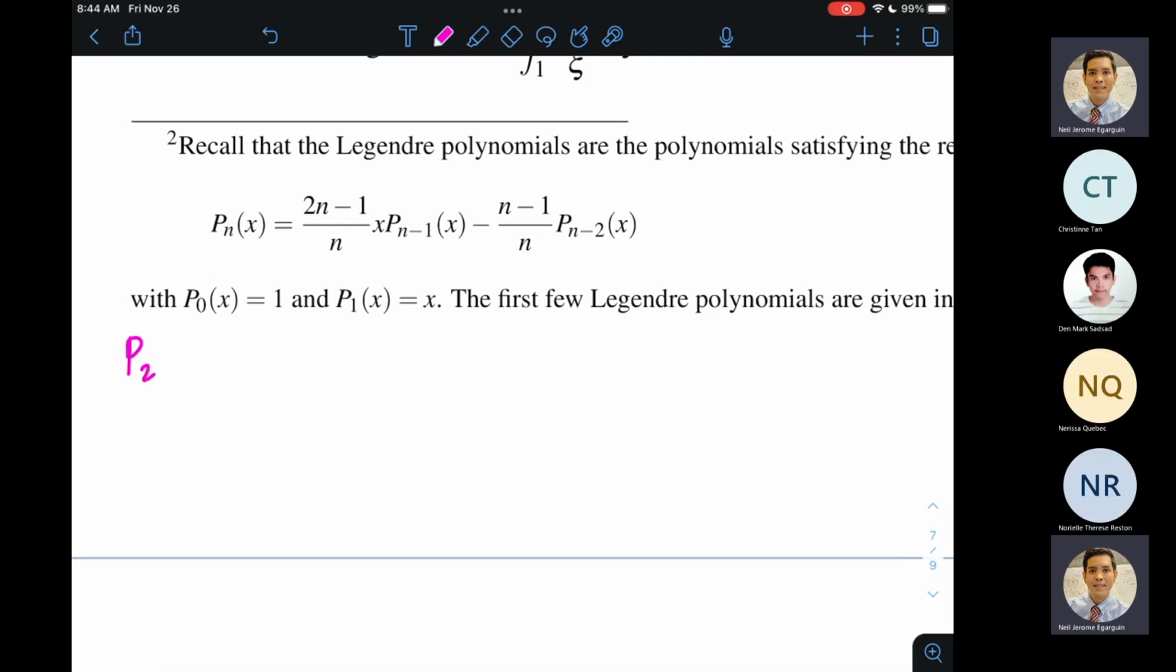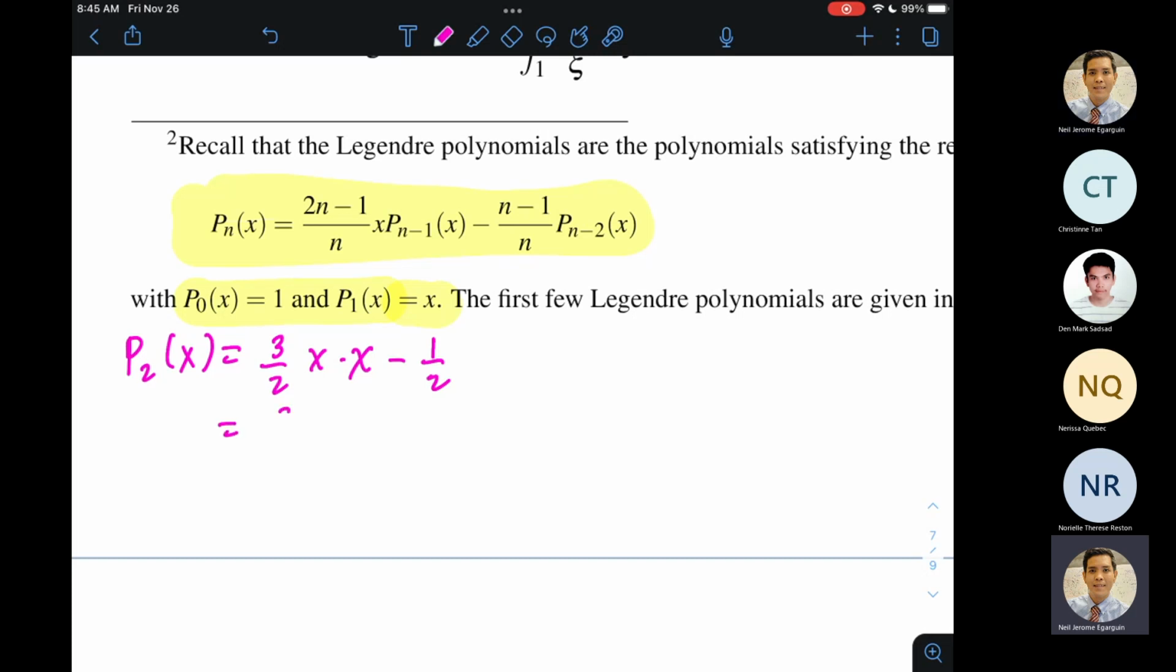So first we need to know what P2 is. But P2 can be computed recursively using P0 and P1 via this formula. So we'll have 2 times 2 minus 1 over 2. That's going to be 3 halves x times the previous Legendre polynomial, which is x, minus 2 minus 1 all over 2. That's going to be 1 half times the Legendre polynomial 2 steps back, and that's going to be 1. So we have this, and this is simply 3 halves x squared minus 1 half.